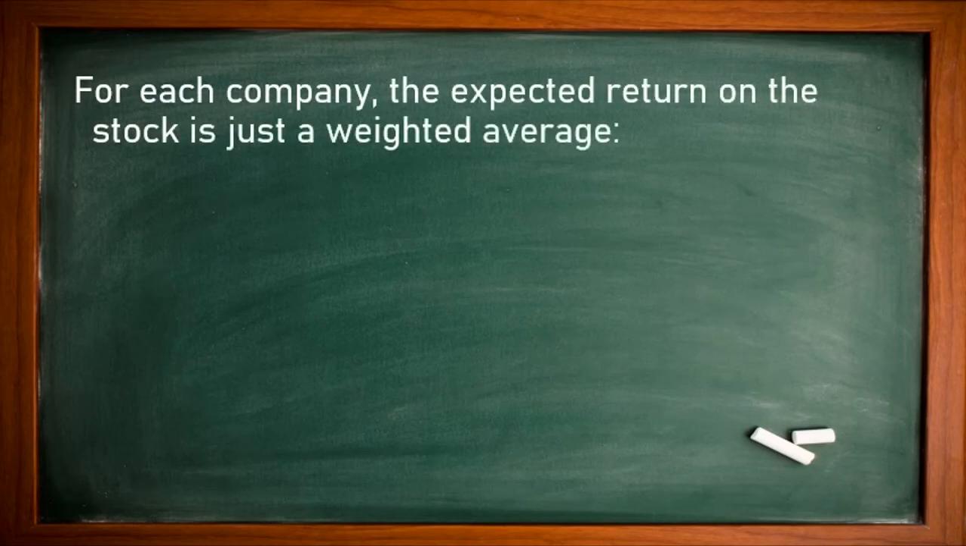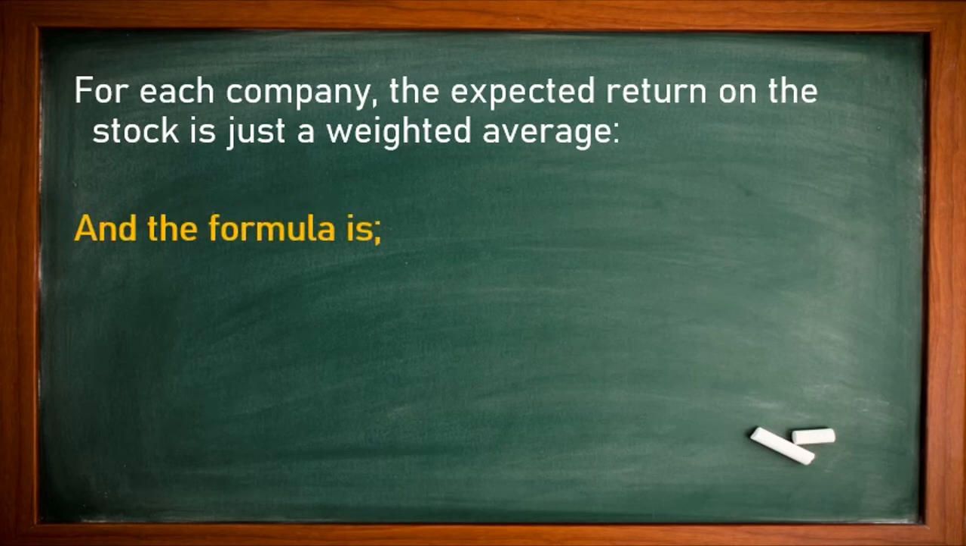For each company, the expected return on the stock is just a weighted average. Keep this in mind when we are calculating weighted average return. The formula is the total rate of return. We will denote it with K bar, with a line on top, so it is known as total return. In this whole video we show total return with K.